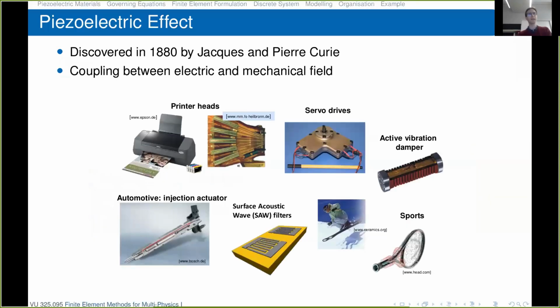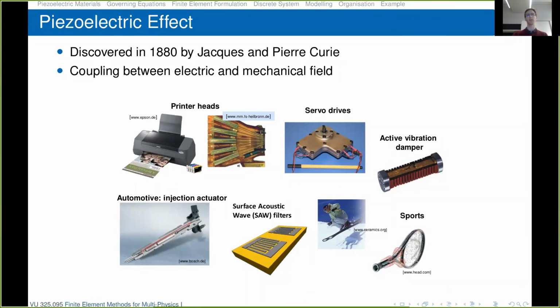Okay, so the piezoelectric effect was discovered in 1880 by Jacques and Pierre Curie, and it facilitates a coupling between the electric and mechanical field. And it's used in various applications. You see here a few pictures. It's used in inkjet printers, printing heads. It's used in servo drives. It's used in technical applications as active vibration damper, or in automotive injection actuators.